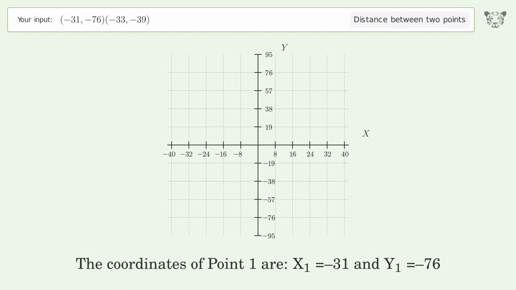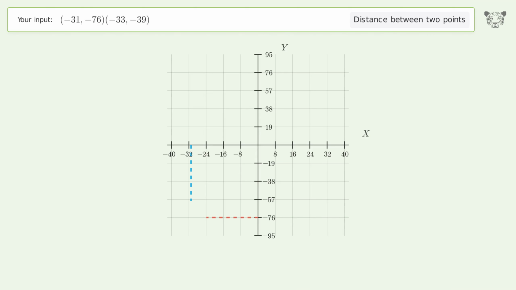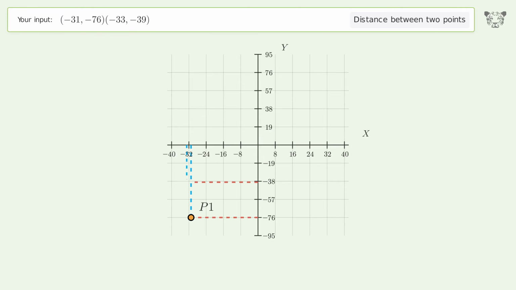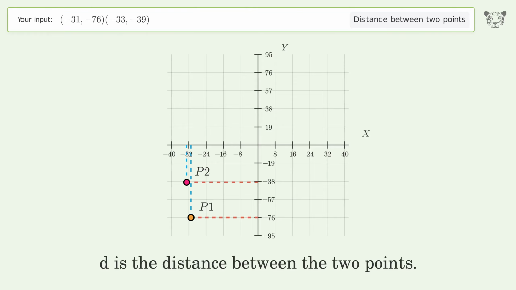The coordinates of point 1 are x1 equals -31 and y1 equals -76. The coordinates of point 2 are x2 equals -33 and y2 equals -39. D is the distance between the 2 points.